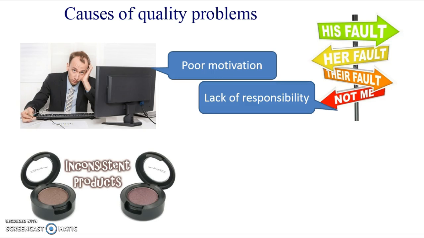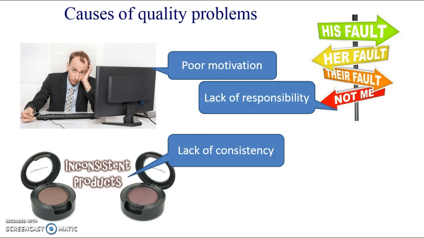You can have inconsistent products as well, which could be a quality problem. So firms are producing products which aren't actually identical to each other. When I put inconsistent products into Google, there are a lot of blogs, people talking about this MAC makeup, how from one year to the next the product might be slightly different tones of eyeshadow as well. So what they're describing there is this lack of consistency.